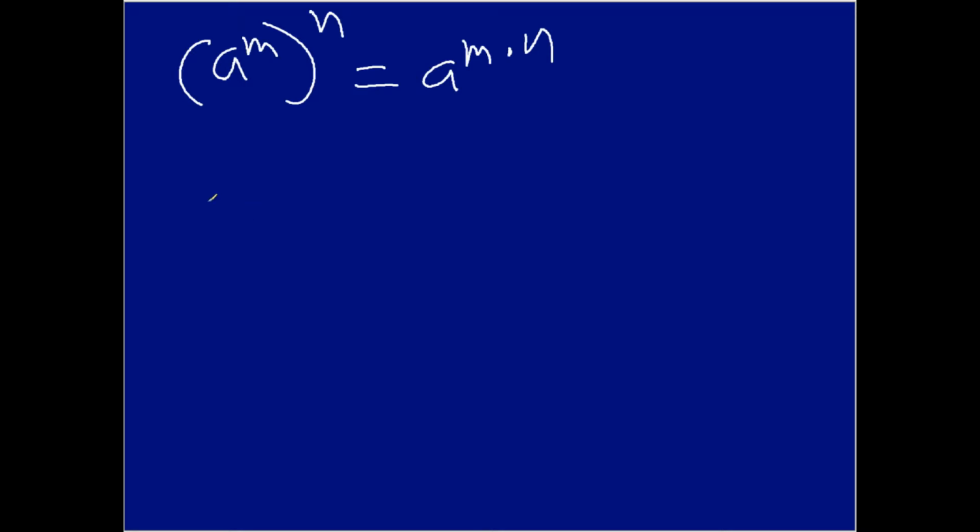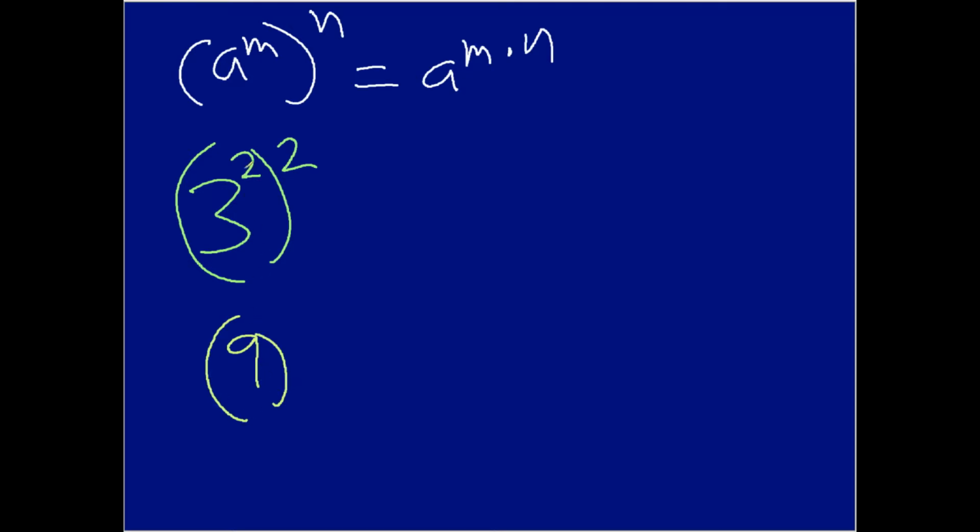Let's say I have the following. I have 3 squared, squared. If you're familiar with the order of operations, you always start with parentheses and exponents. So again, this is not that complicated. If I do 3 squared, I will have 9, like so. So I've done the 3 squared inside the parentheses, but then I still have the square on the outside. And we know that 9 squared is going to be 81.